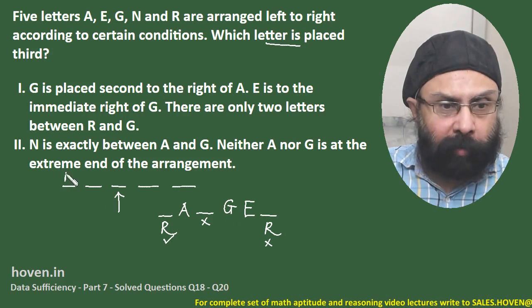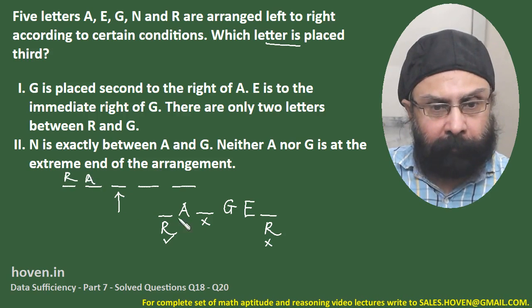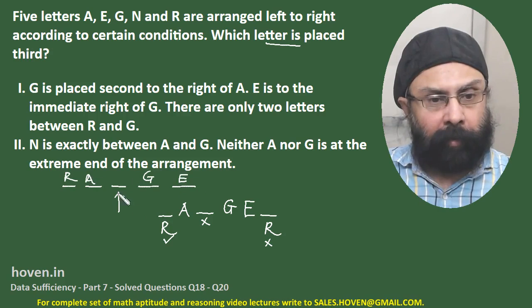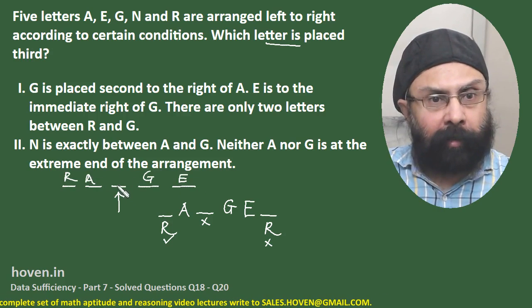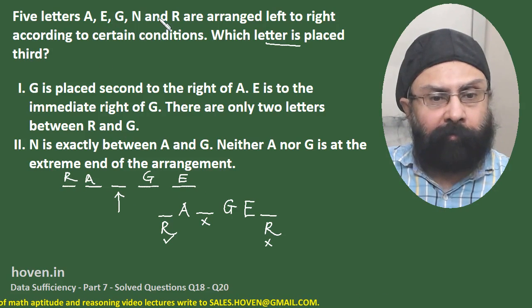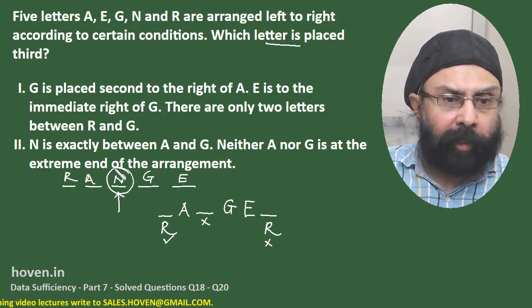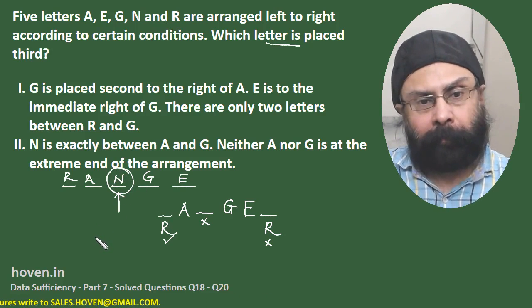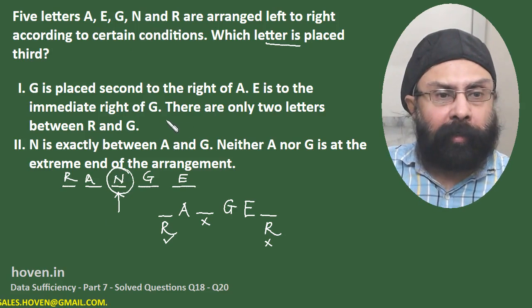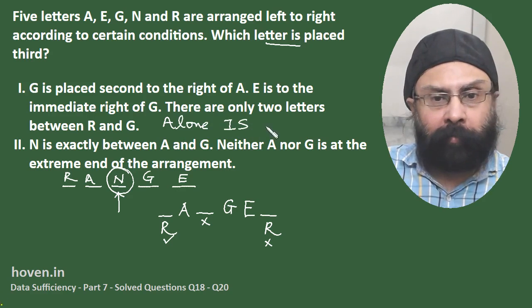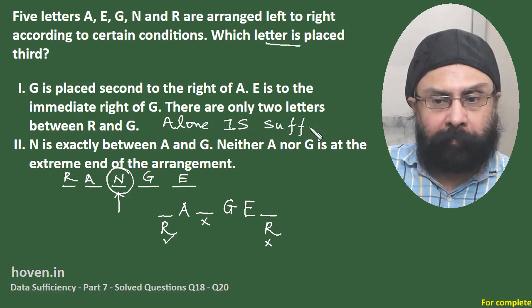So let us draw it. R, A, then you have G here and E here. Now what we need is in the middle. There are five letters, four are known, and obviously the last one N will be in the middle. So we will say that this first statement alone is sufficient.